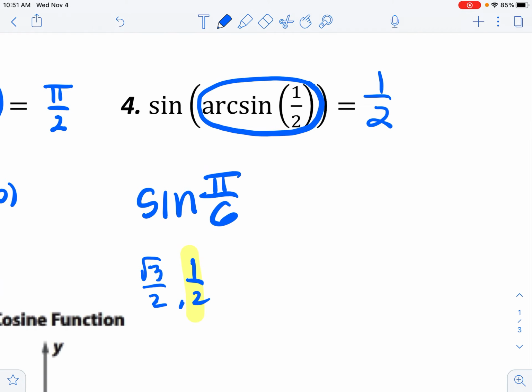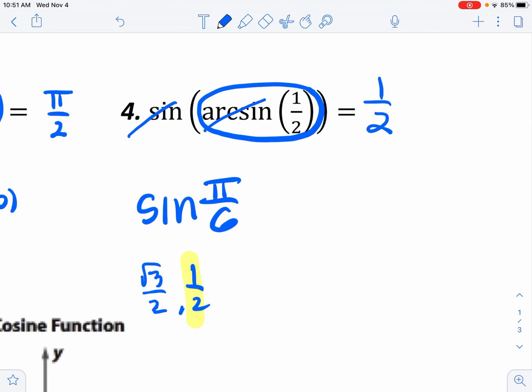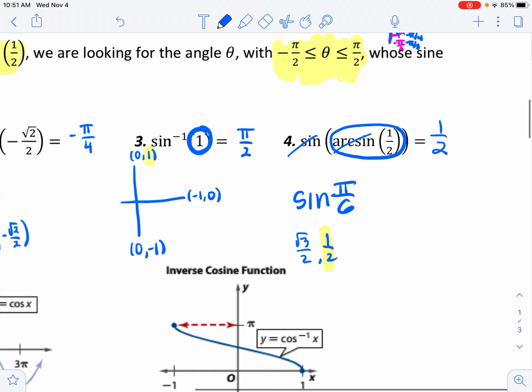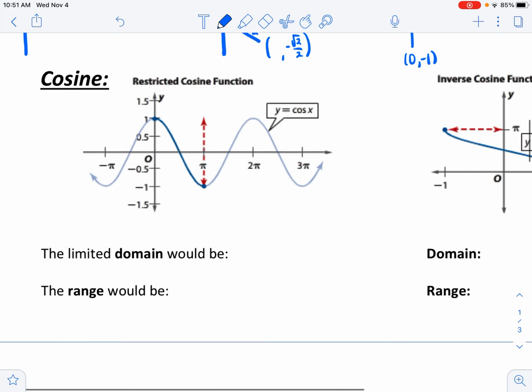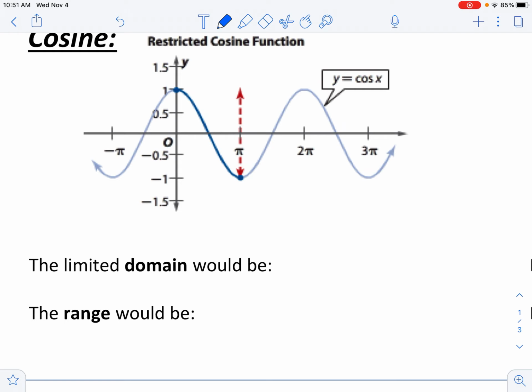Now another way of looking at this is that sine and arc sine are inverses of each other. Sine and sine inverse are inverses of each other. What do inverses do to each other? If I add 6 and subtract 6, or I multiply by 5 and divide by 5, we say they cancel each other out. So realize that's another way of looking at it.